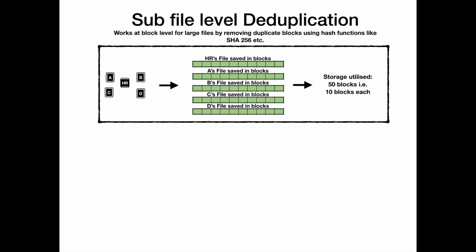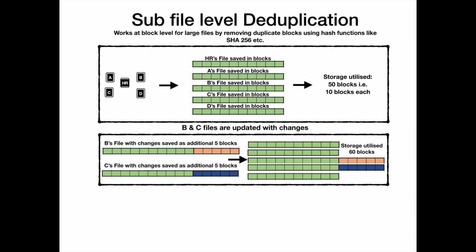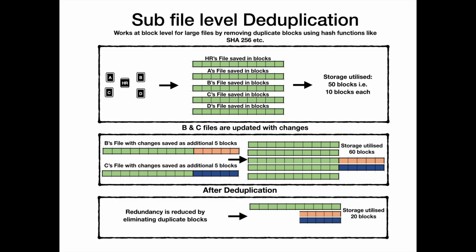And if B and C decide to make changes to the file, the situation would be something like this, where B's copy, which was initially using 10 blocks, gets 5 additional blocks, and the same goes for C. So in short, the 50 blocks that were being saved earlier now have an additional 10 blocks, leading to 60 blocks. Well, the deduplication comes in here and does its magic. From the initial 60 blocks, it will reduce the duplication, and just by doing so it will save on data storage cost because it will only consume 20 blocks now, as you can see here.